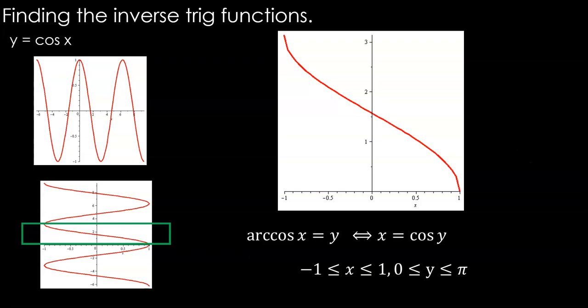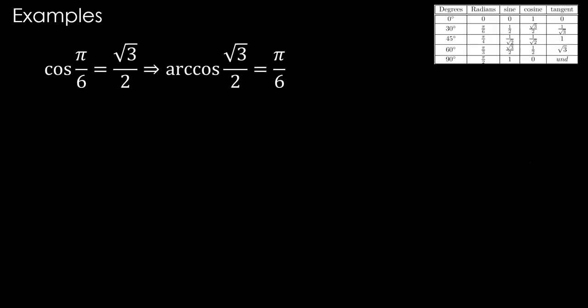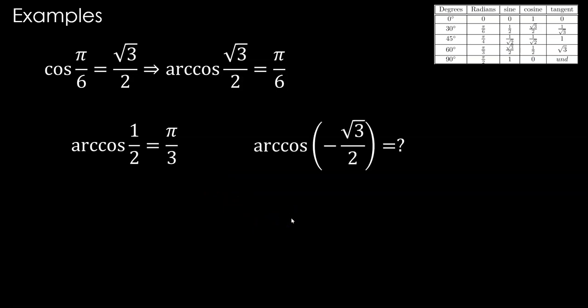Let's look at an example of how this can get a little messy. Cosine of pi over 6 equals the square root of 3 over 2, which means arc cosine of square root of 3 over 2 is pi over 6. I see arc cosine of 1/2. I'll go down and look for 1/2. Pull back, I see pi over 3. Yes, I wrote pi over 3. That's good. Where it gets funky is when you have a negative.